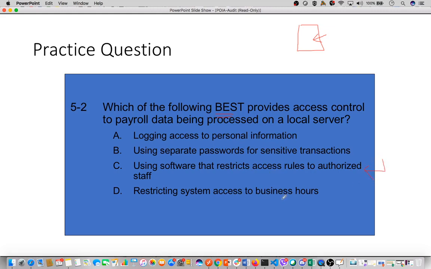Restricting system access to business hours. So what would be the best access control? Looking from outside, this would be useful: system access only during business hours, and outside those hours you will not allow access. That's a good one, so this is probably the number one priority at the moment. Using software that restricts access rules to authorized staff: of course you can have access rules, but even other people would have access. So we'll keep two. This one we can probably remove: using a separate password for sensitive transactions.